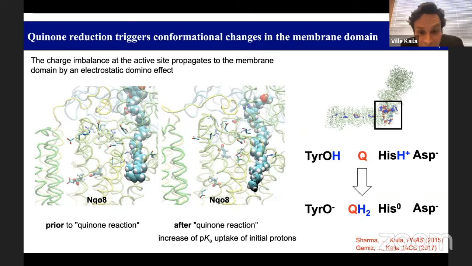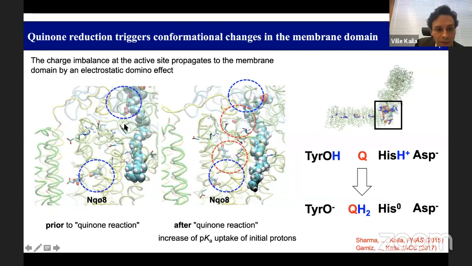With QM/MM calculation, you can look at the system only on a very limited time scale, but in order to see what happens on a longer time scale, you can run classical atomistic simulation, and we discovered something quite interesting. So prior to quinone reduction, here is zooming into the membrane domain. You see that there is this aspartate at the active site and some other carboxylate at the membrane domain. And upon quinol formation, you break this ion pair, which leads to some conformational changes of charge groups here in the membrane.